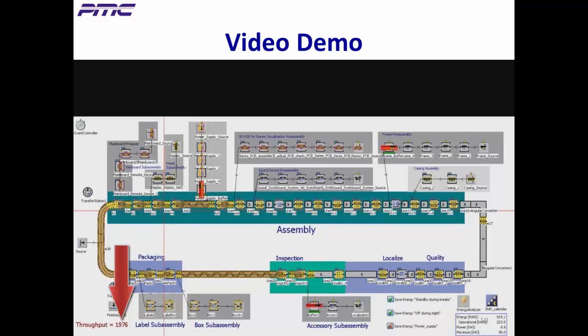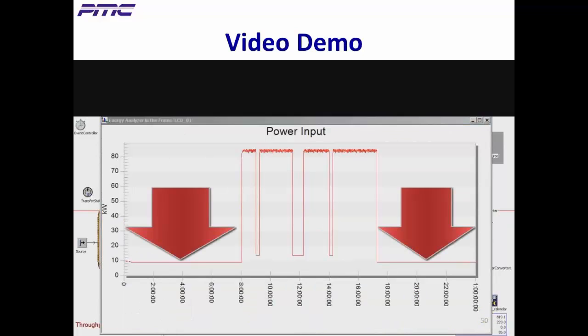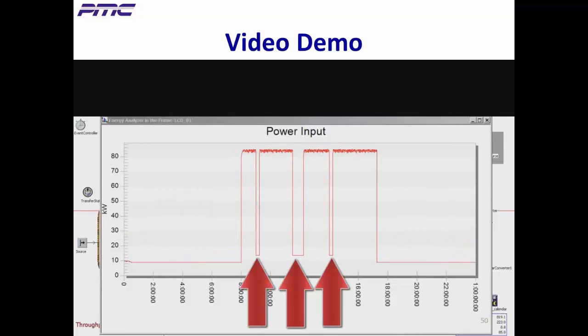Let's take another look at the Energy Analyzer's Show Plotter option. As you can see, during off-shift or unplanned time, instead of consuming approximately 77 kilowatts, our equipment is consuming just about 8 kilowatts. And during breaks, instead of consuming approximately 77 kilowatts, our equipment is consuming about 14 kilowatts.